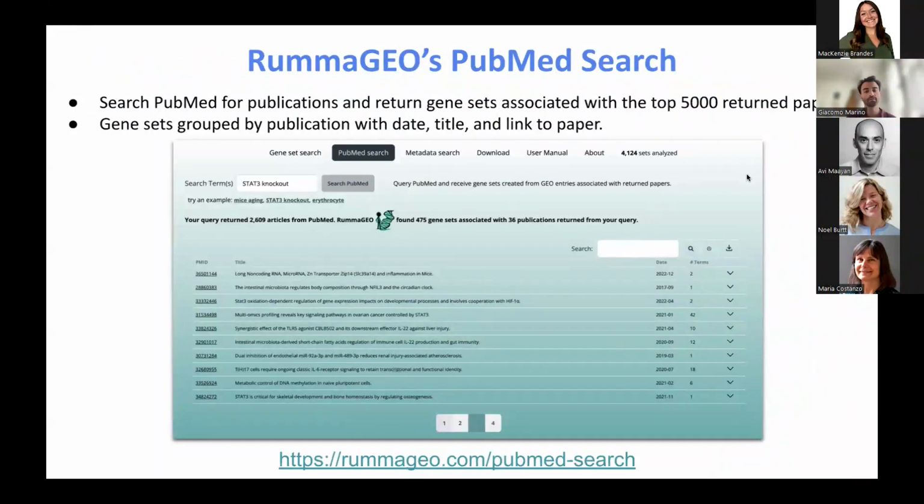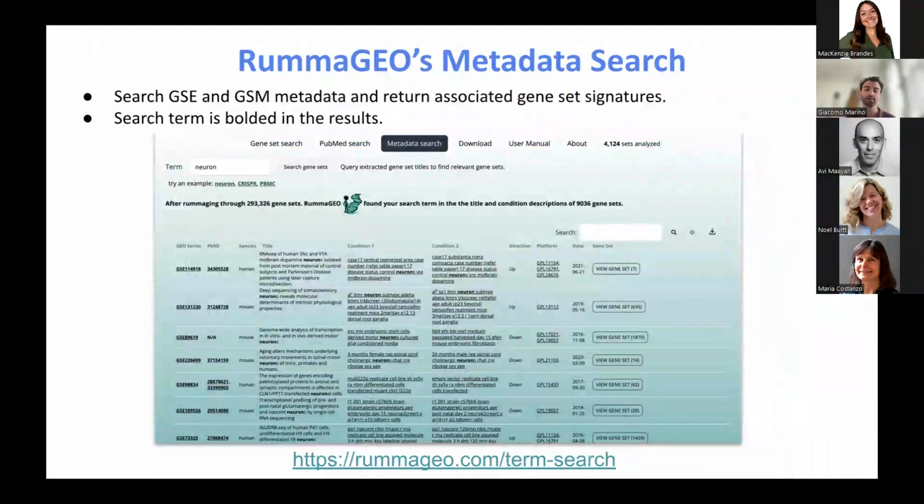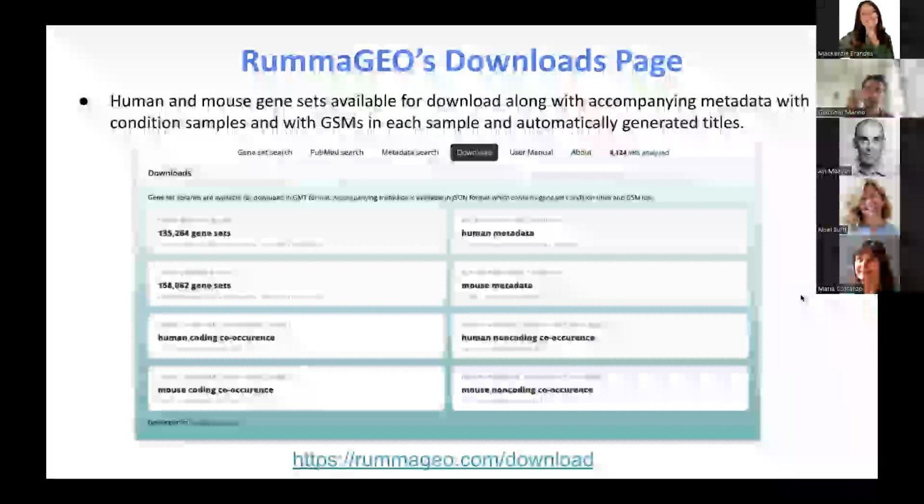And then for PubMed search, you can search the PubMed API and get returned papers that have corresponding gene sets in RummaGEO. You can expand any of these after you search. And then we also have a metadata search to directly search the GEO metadata, and we'll bold the search term in the results. So you can grab specific gene sets or signatures you're interested in.